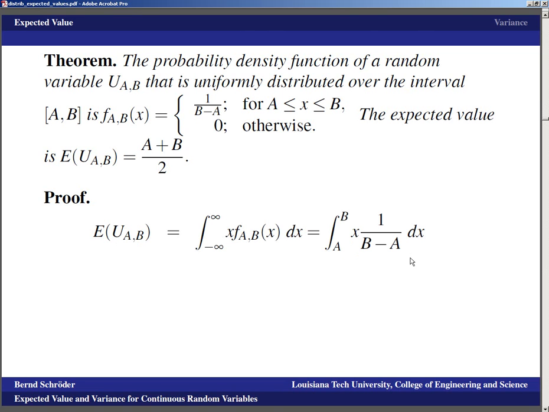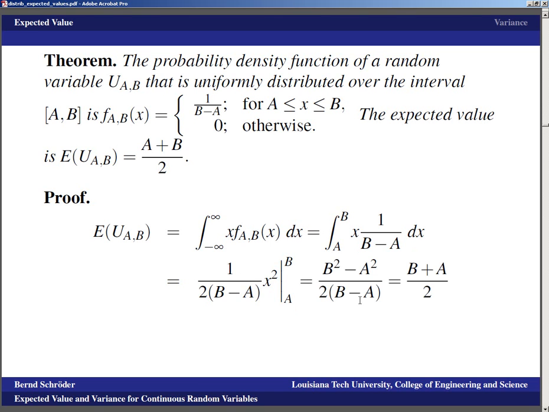And that's a very simple integral dx to compute, because it's just 1/2 x squared times 1 over b minus a, which is just also written out here, in the bounds b and a, which would be b squared minus a squared over 2 times b minus a. And as you factor b squared minus a squared into b minus a times b plus a, and cancel the b minus a, you end up with b plus a over 2.